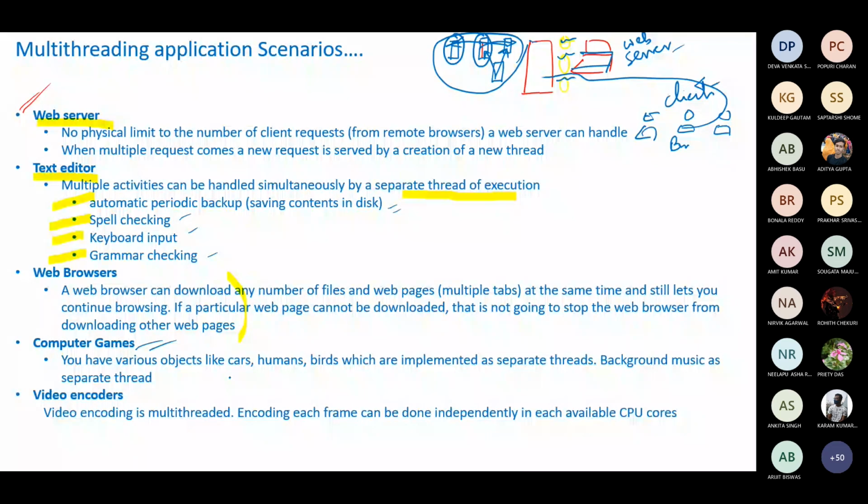Video encoders: the video is a collection of time-tagged image frames, right? Now when you think of video encoding, each frame needs to be encoded separately. So we can create a separate thread where each thread encodes a particular frame in that video stream, right? So there can be many such multi-threaded application scenarios.